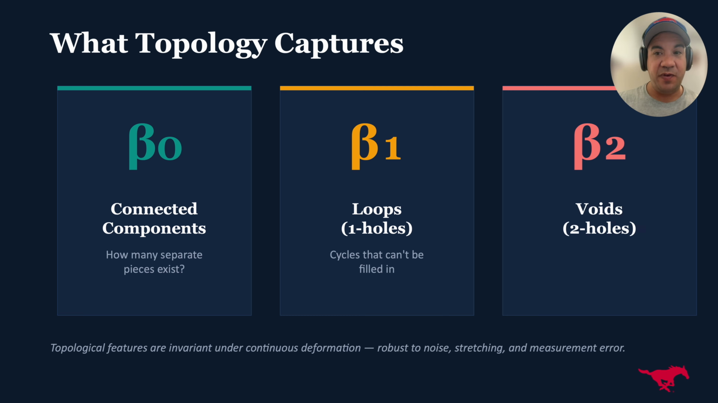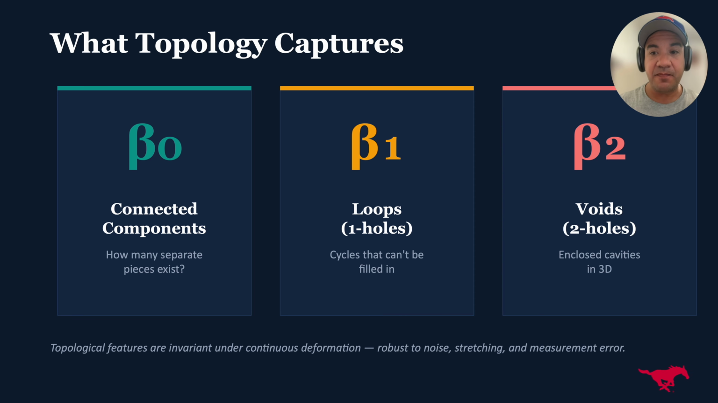We quantify these features with Betti numbers. Beta 0 counts connected components, how many separate pieces. Beta 1 counts loops or one-dimensional holes, cycles that can't be filled in. And beta 2 counts voids or two-dimensional cavities, enclosed hollow spaces in 3D.